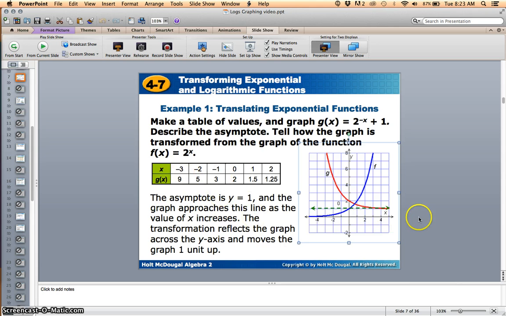We can plot these points, and when we plot them, we're going to get the function here, the red one. Okay, that red function has been changed. I also graphed the original function, the blue one. As you can see, the asymptote, it used to get closer and closer to the blue function, comes down closer and closer and closer to the y-axis right here at 0. But then since the function has been moved up 1, the asymptote is right at y equals 1. The transformation reflects the graph across the y-axis and moves it up 1.